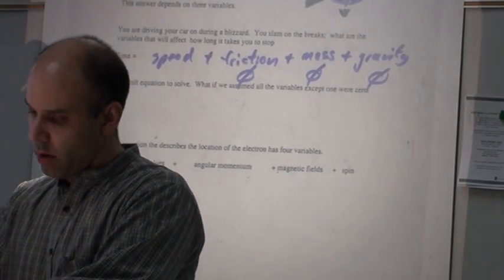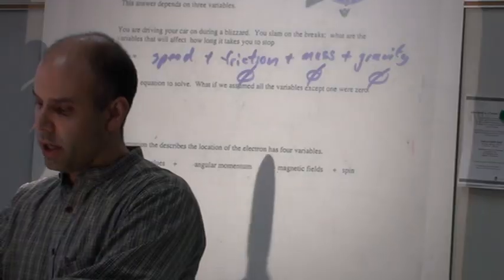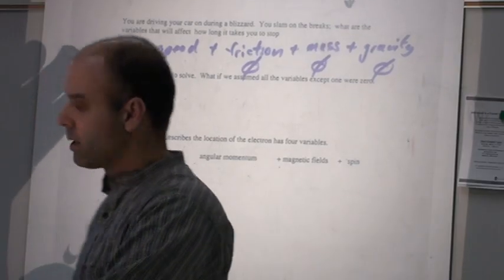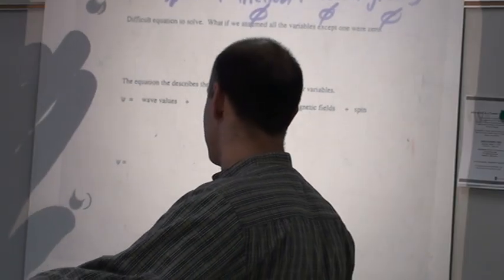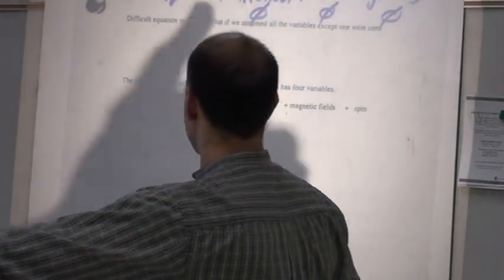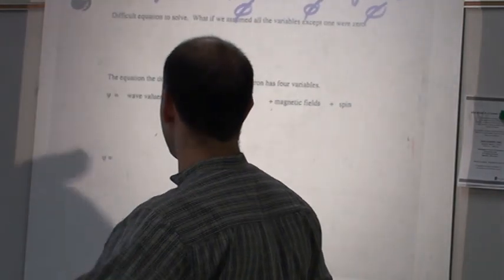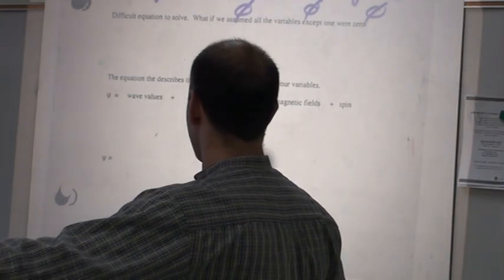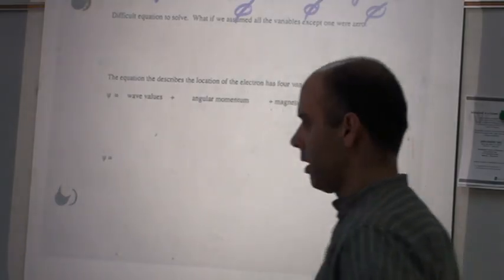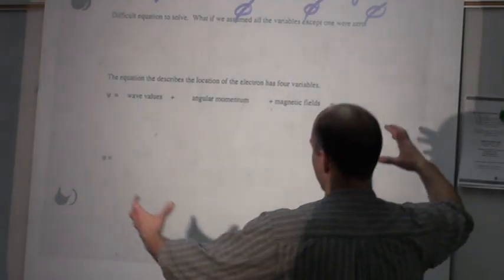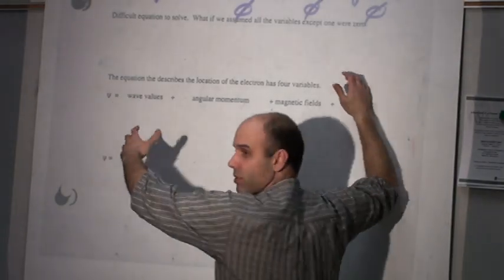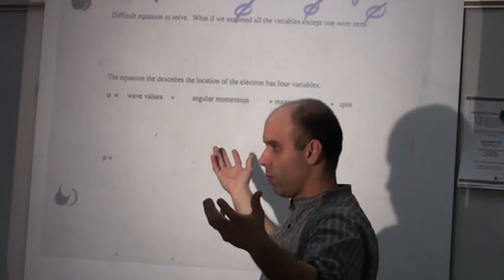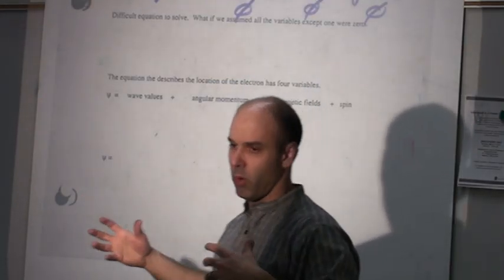Now, where the electron is located depends on four things. These four variables, not speed, friction, mass, and gravity, but wave, angular momentum, magnetic field, and spin. And these four properties come from the properties of particles and waves. The electron's a particle, and it's a wave. So it's going to have properties of both.